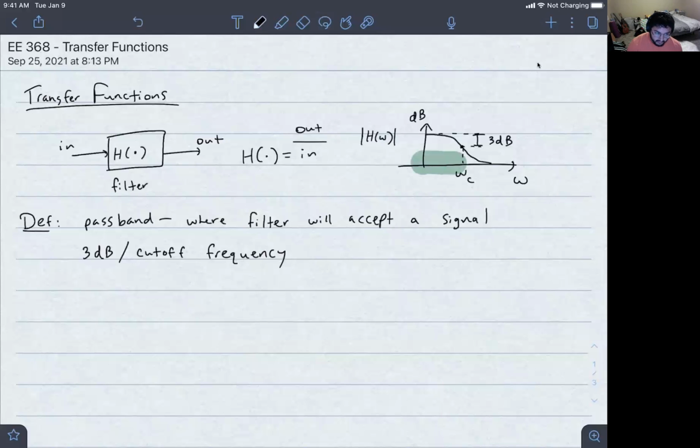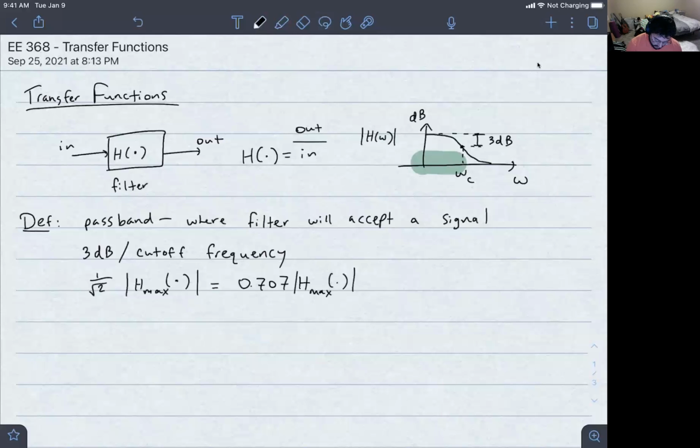And in the passband, we will have 1 by square root of 2 times whatever the maximum value of our transfer function is. And that is also just 0.707 times max, all right? So that is the idea of a passband and the 3 dB slash cutoff frequency.